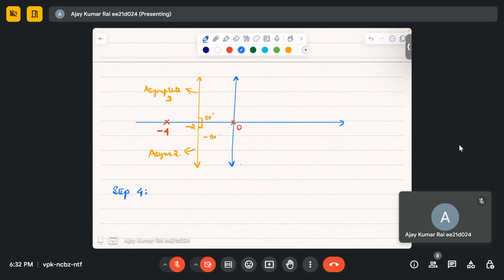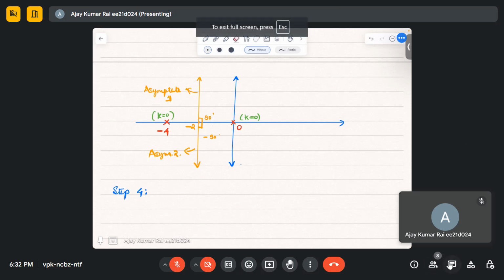Breakaway. Okay, so the root locus will start from the open-loop poles, at -4 and at 0. At open-loop poles the value of k is equal to 0, so there are going to be two root locus branches. Okay, n-2. So you tell me any comments.